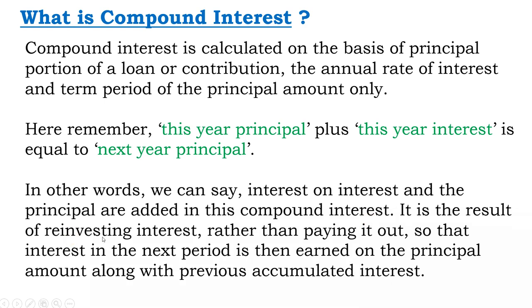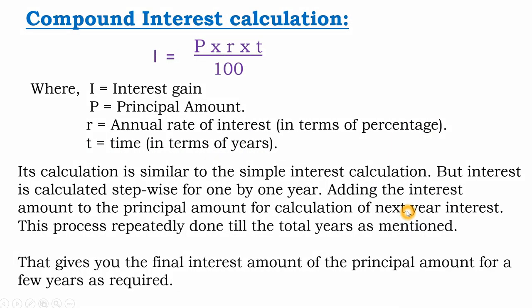It is the result of reinvesting interest rather than paying it out, so that interest in the next period is then earned on the principal amount along with previously accumulated interest. Compound interest calculation is similar to the simple interest calculation. That is, the formula is the same.